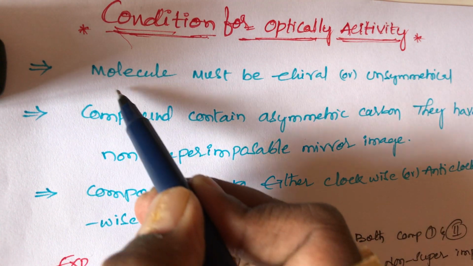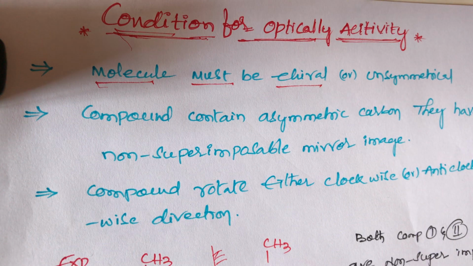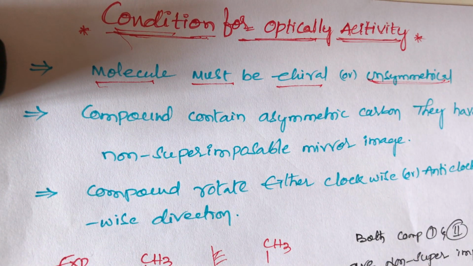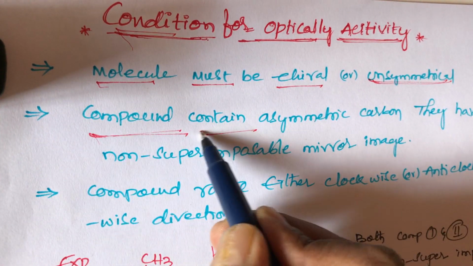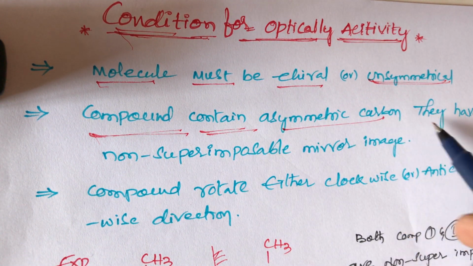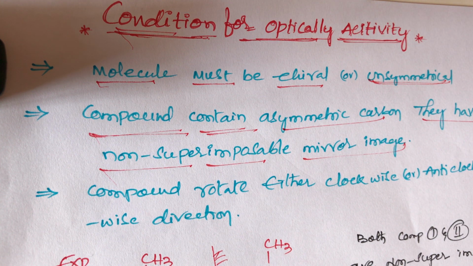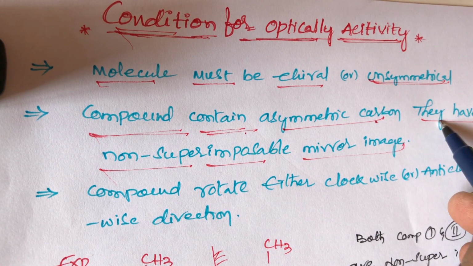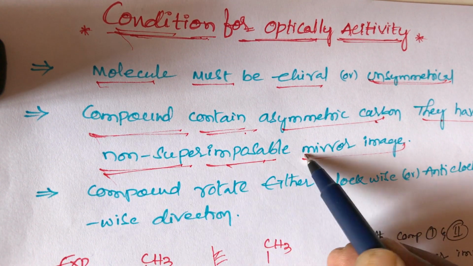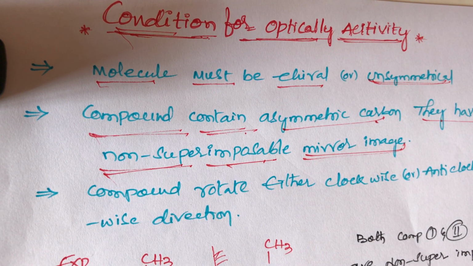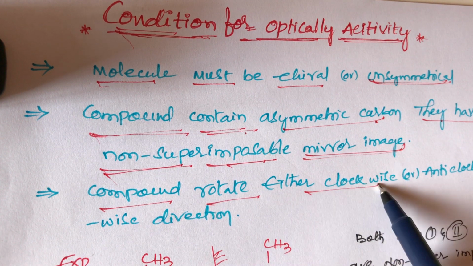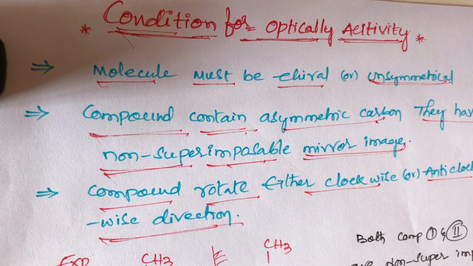First condition is the molecule must be chiral, or asymmetric carbon, or an unsymmetrical compound. The second condition is that the compound contains an asymmetric carbon and has non-superimposable mirror images. The third is that the compound rotates either clockwise or anti-clockwise. These are the important conditions for optical activity.